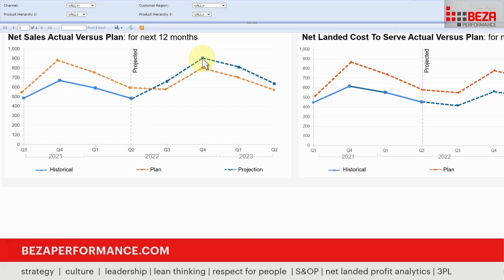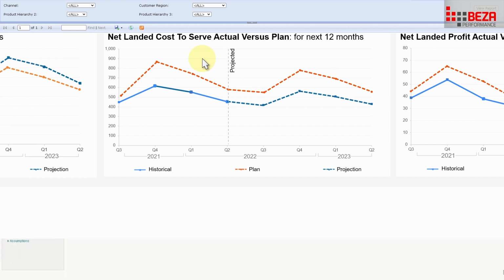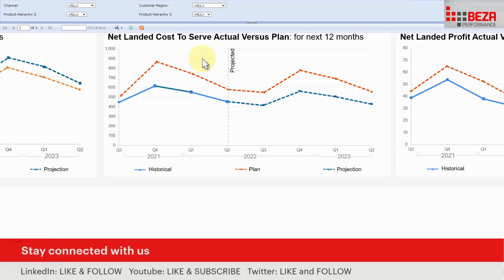And that's the same strategy for net landed costs. You can see the differences between plan versus actual, and then the projected on that. And that's really important because it's essential that companies can know that they're moving to hit or to exceed the target, both in sales and in the cost to serve and in profit.